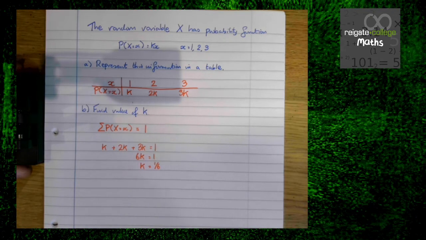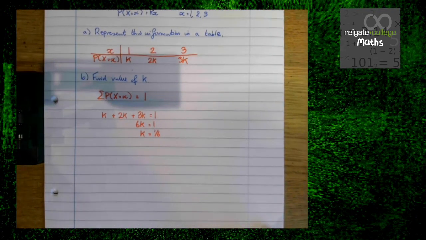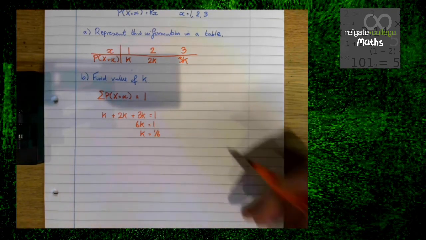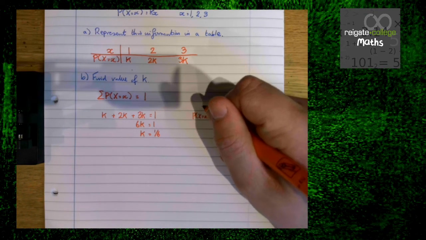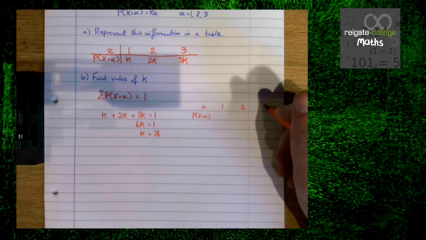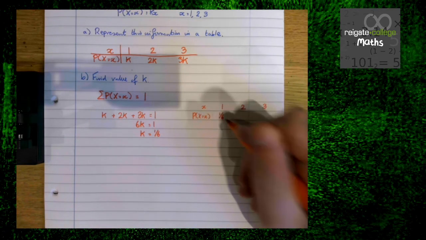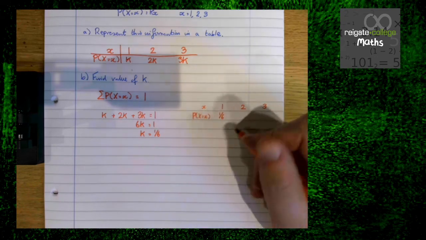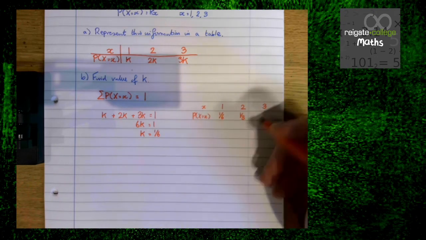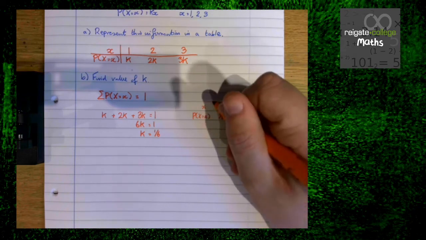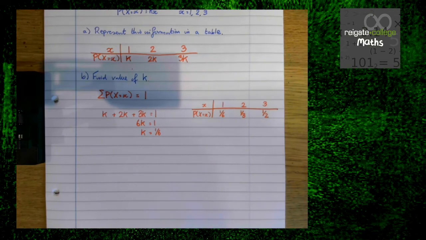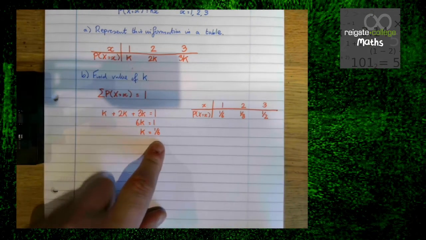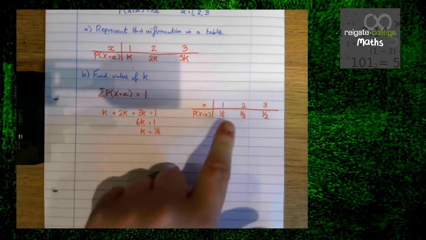Which means that if we wanted to, we could write out a new table. And when I write down the part C, it's going to be useful there. So I'm just going to write it down to the side. So the probability of having one success is a sixth, having two successes is a third, and three successes is a half. Okay, because it's k, 2k, and 3k.